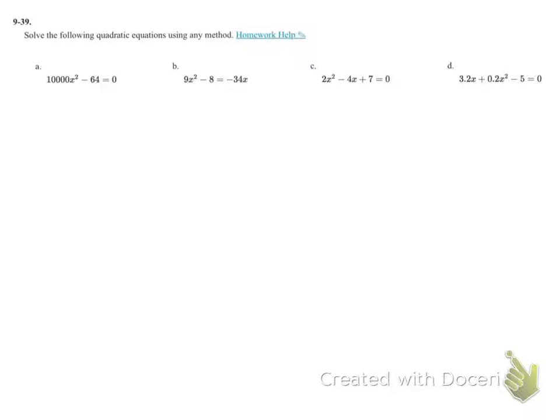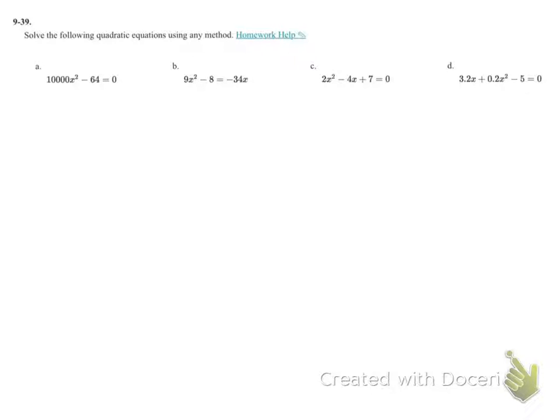Problem 39, we are taking a look at 4 different quadratics and trying to figure out how to solve them, but also thinking about what method is going to be the best one to solve. So problem A, we have 10,000x squared minus 64.